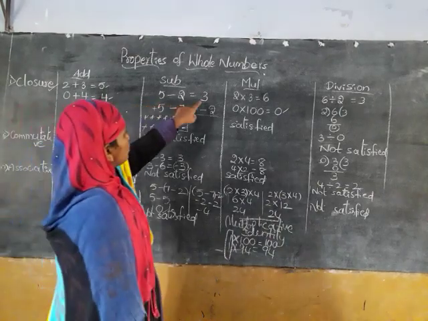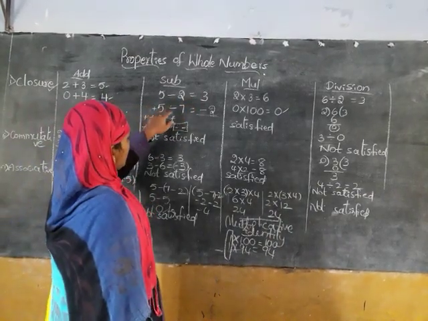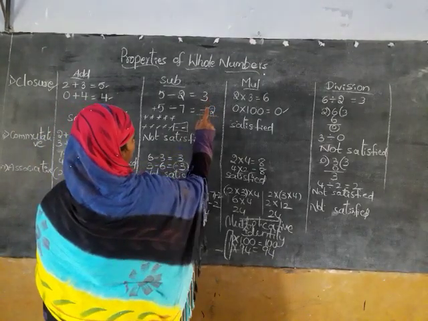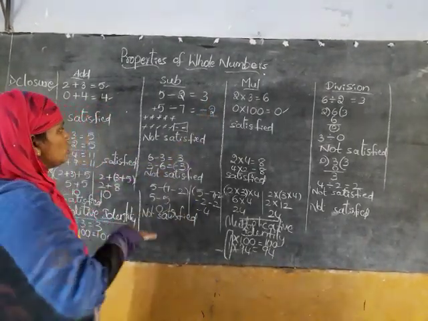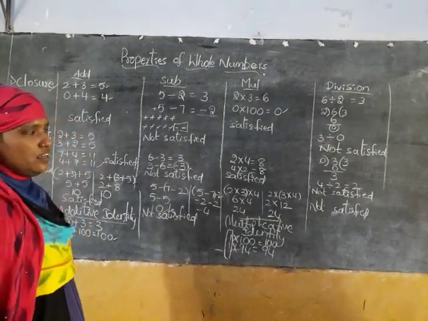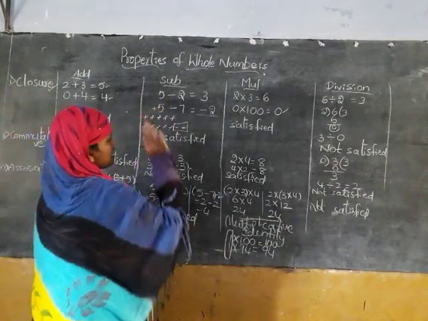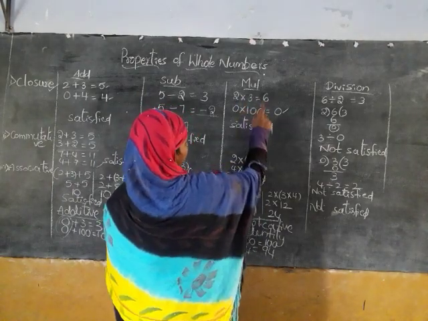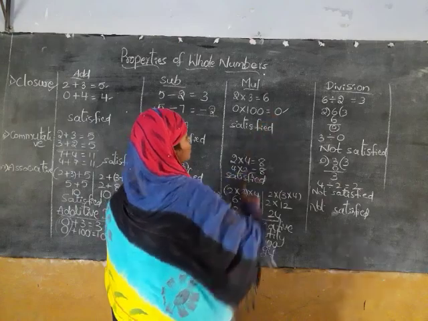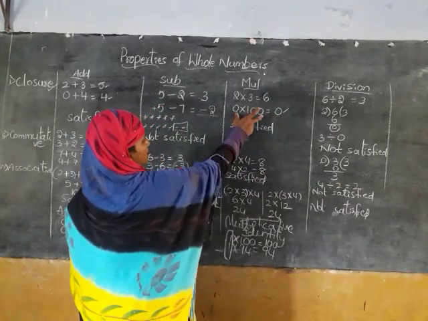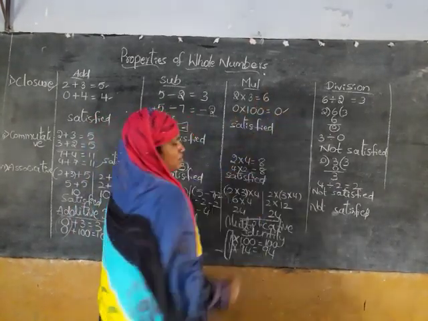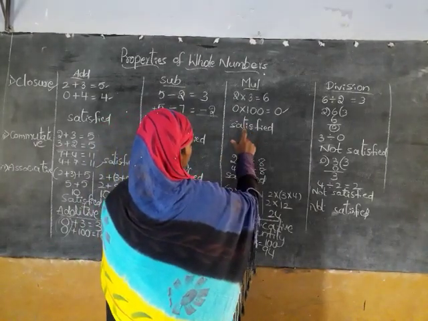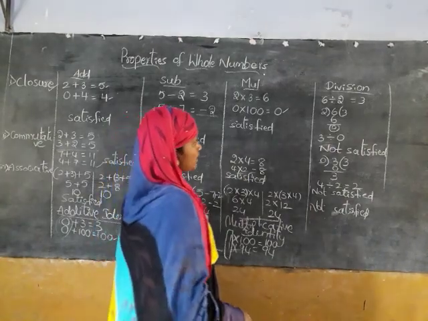5 minus 2 equal to 3, whereas 5 minus 7 equal to minus 2. So 3 is in the set of whole numbers, whereas minus 2 is not in the set of whole numbers, and so it is not satisfied. So closure property is not satisfied under subtraction. Now move to multiplication. 2 threes are 6. 0 into 100 equal to 0. Whatever whole numbers you are taking, the answer is also a whole number. So closure property is satisfied under multiplication.